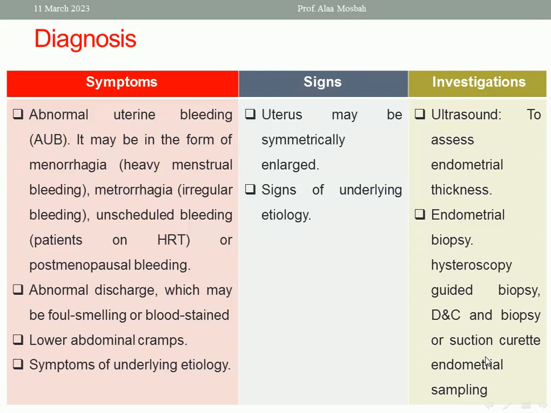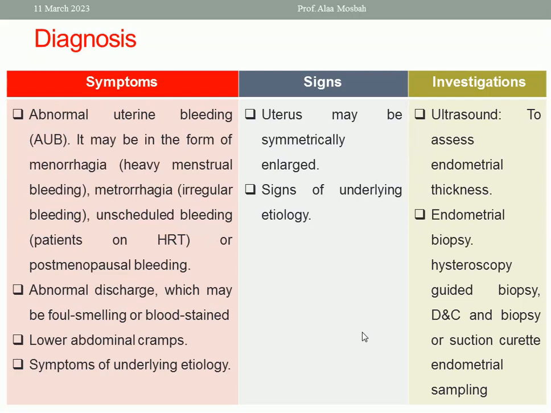Also, there may be abnormal vaginal discharge, which may be foul smelling or blood stained. Abdominal cramps may happen, or other symptoms related to the underlying etiology, like if associated with a functioning ovarian tumor. What are the signs? The uterus is usually symmetrically enlarged. There may be other signs of underlying etiology like an adnexal mass due to a solid ovarian tumor, mostly maybe a functional ovarian tumor. So I may have an ovarian tumor like granulosa cell tumor and endometrial hyperplasia, and the cause of endometrial hyperplasia could be related to the functioning ovarian tumor, granulosa cell tumor.